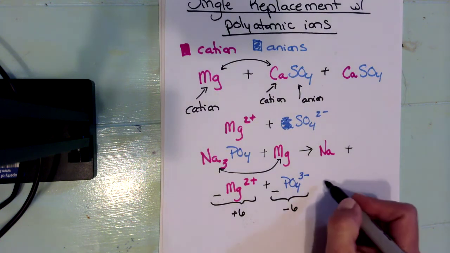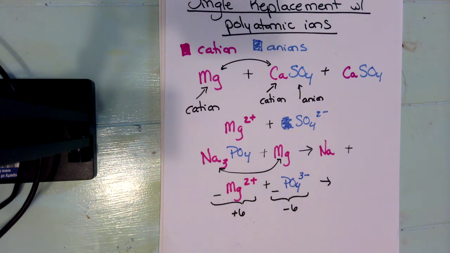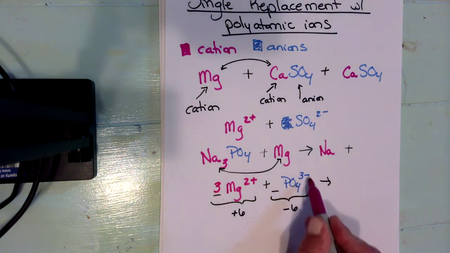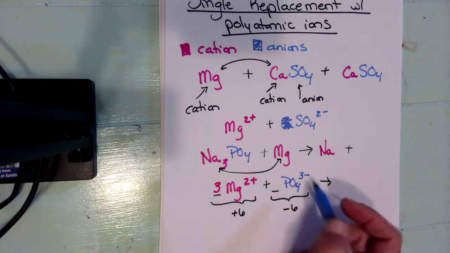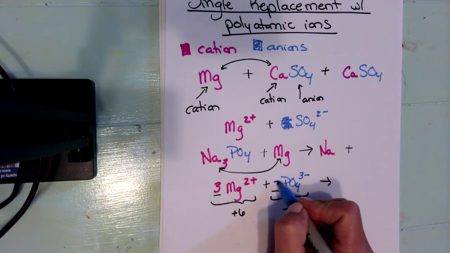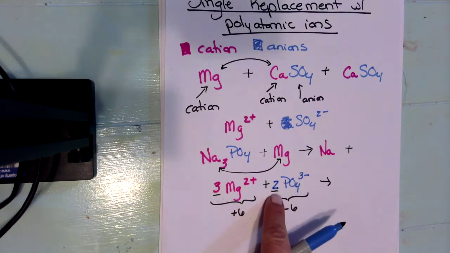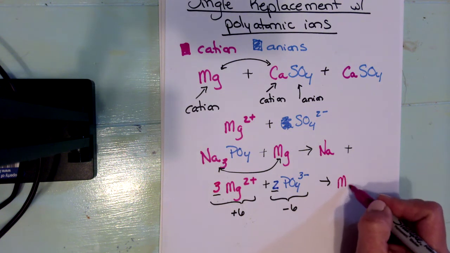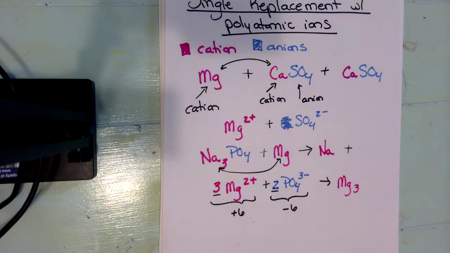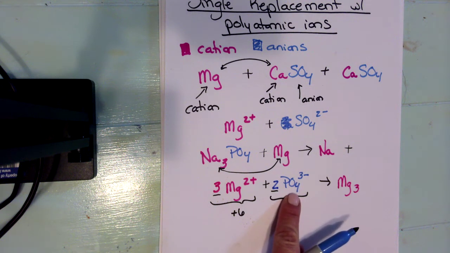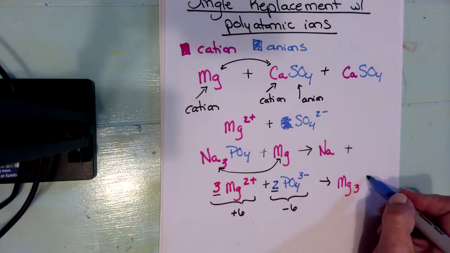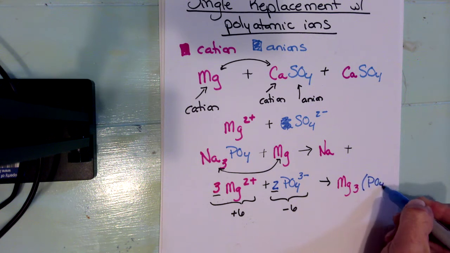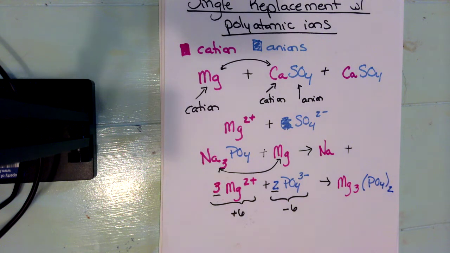because they need to be equal values to become a neutral compound. So for magnesium, 2 times what will give me 6 is 3, and 3 times what will give me a 6? That'll be a 2. So these become my subscripts on my product. So I need to have 3 magnesiums, and then remember with phosphate, I must use parentheses to show that I have 2 of those. So I'm going to have PO4 close parentheses 2. So this now is my other product.